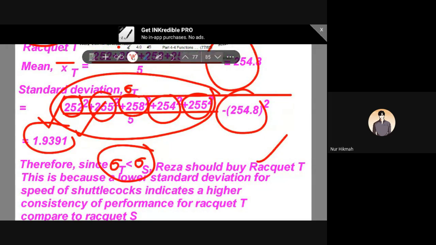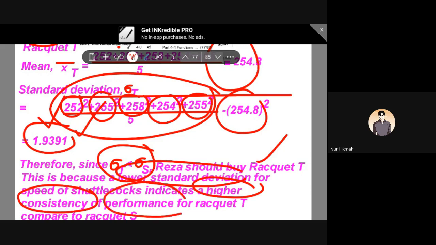So because kamu kena explain, tahu, kena justifikasikan diri anda. Okay, so sisihan piawai dia lebih rendah, maksud kekonsistenan tu lebih tinggi, consistency and higher performance also. Okay, so itu adalah perbincangan hari ini. So nanti saya akan share dalam group PDF ni.